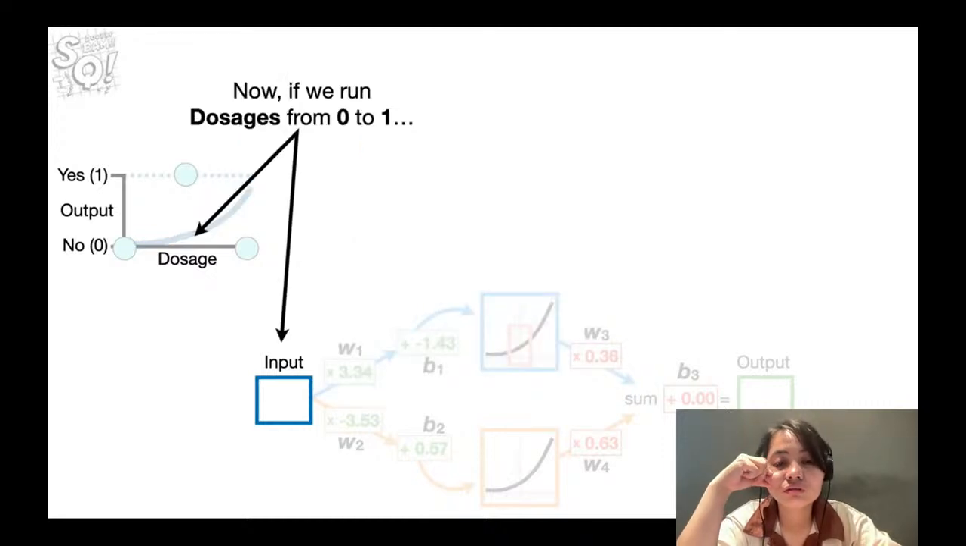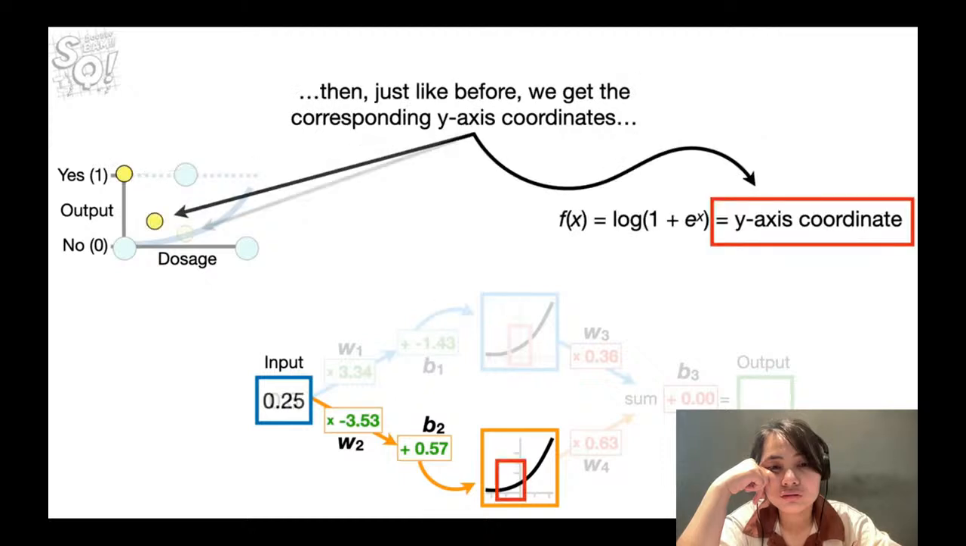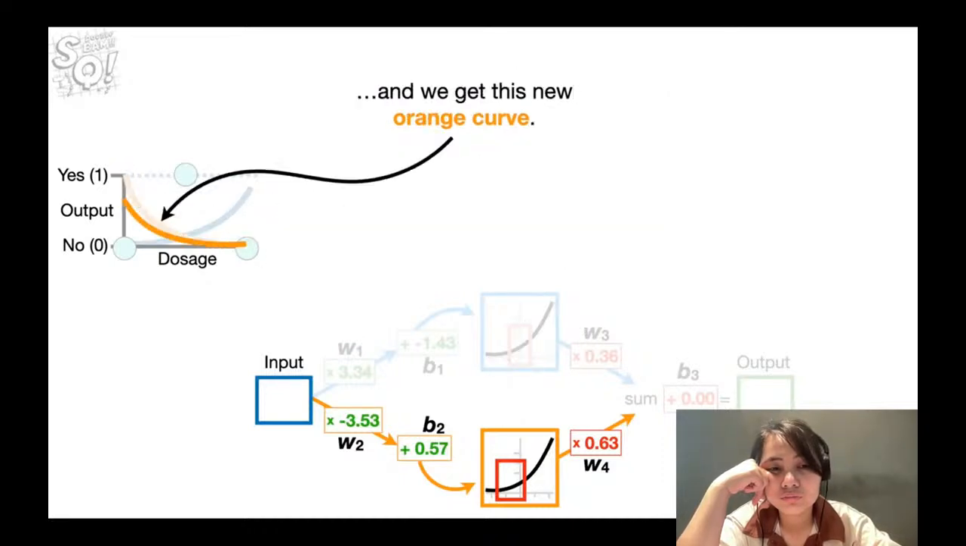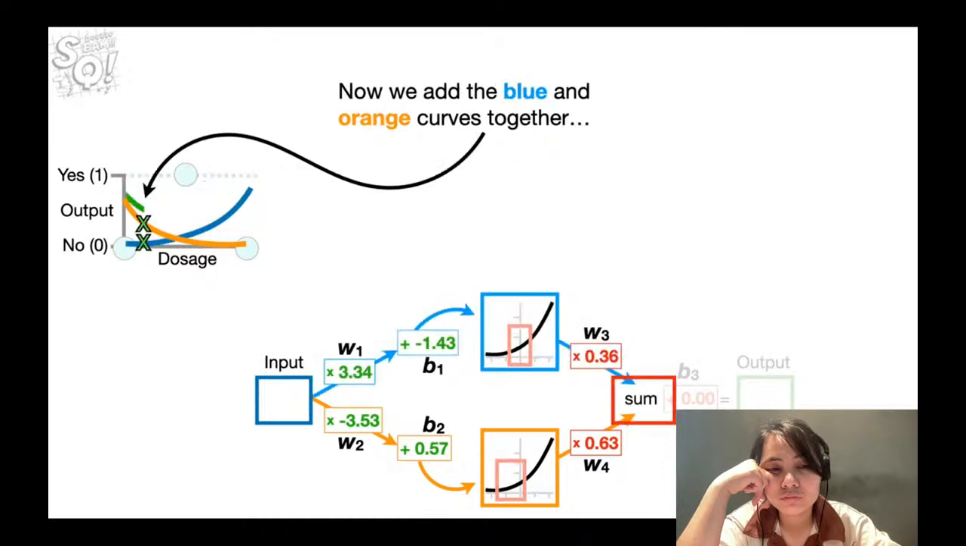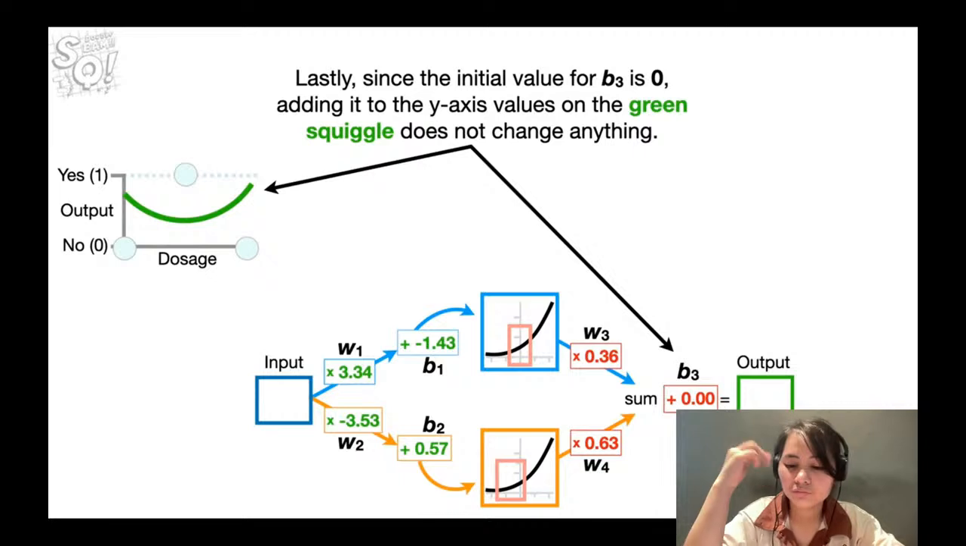Now, if we run dosages from 0 to 1 through the connection to the bottom node in the hidden layer, then, just like before, we get the corresponding y-axis coordinates for this orange curve. Now we multiply the y-axis coordinates on the orange curve by w sub 4, which starts with a random value 0.63, and we get this new orange curve. Now we add the blue and orange curves together and get this green squiggle. Lastly, since the initial value for b sub 3 is 0, adding it to the y-axis values on the green squiggle does not change anything.